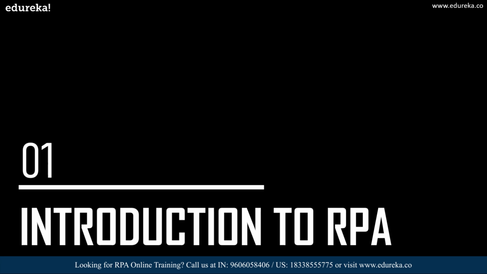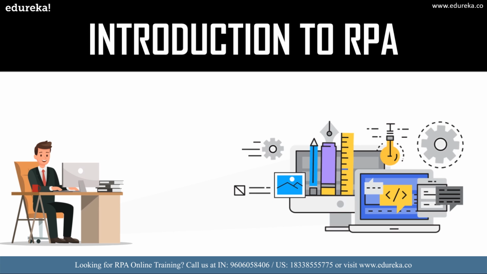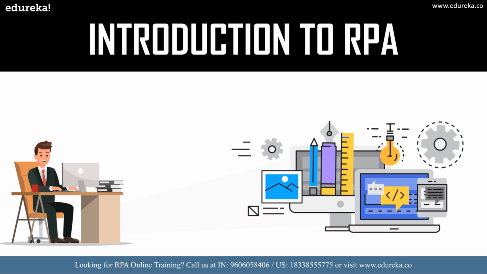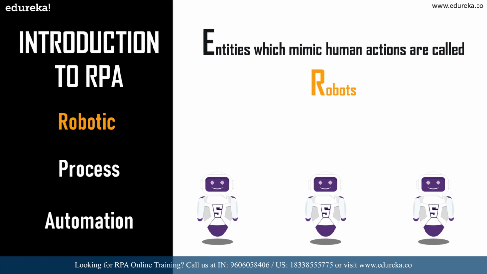On that note, let's start with the first topic for today's session, that is Introduction to RPA. Now, RPA, or Robotic Process Automation, is a simple process through which you can automate simple to complex tasks. So when I say robotic process automation, guys, there are three terms that you have to understand over here. That is robotic, process, and automation.